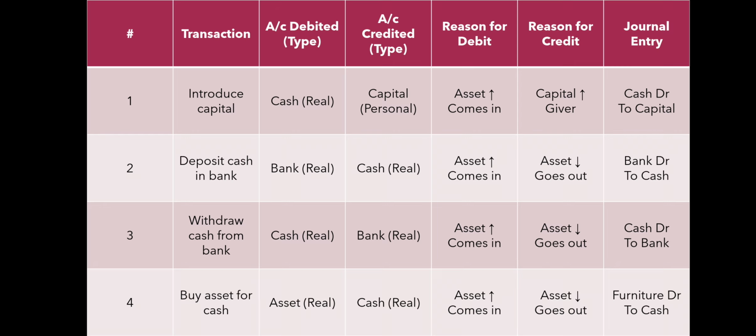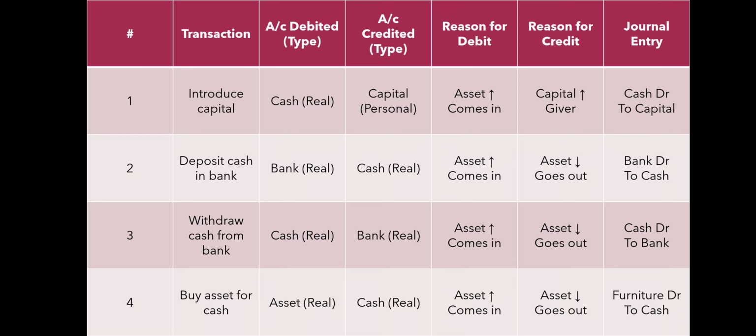Then the second one is deposit cash in bank. Now I had some cash, say rupees 10,000, and I was afraid that some day a thief would break into my house and steal that 10,000 rupees. So I go to the bank and deposit those 10,000 rupees in the bank account. So do I have cash now? No, right? So cash is going out of the business. It's a real account, right? So it will be credited.